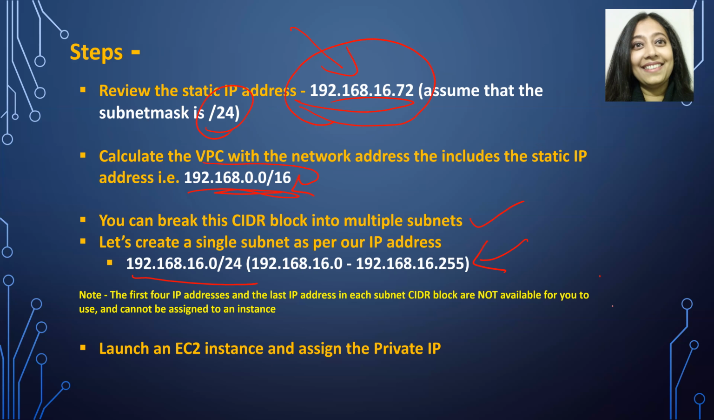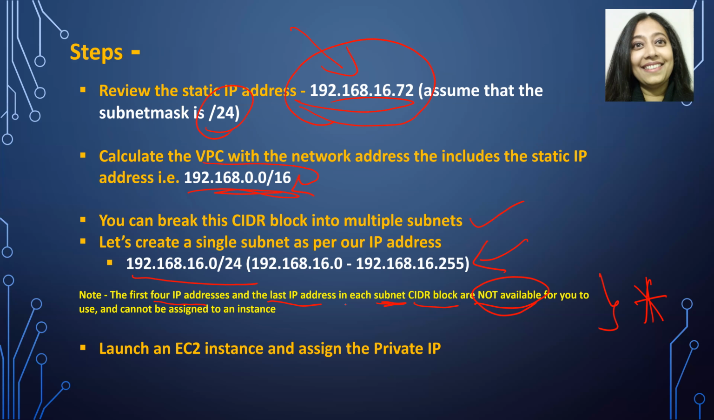This note over here is very important, right? That is because the first 4 IP addresses and the last IP address in each subnet of a CIDR block are not available for you to use and cannot be assigned to an instance. So this is something that you have to keep in mind, right? So in this CIDR block, the first 4 and the last one are not going to be available.